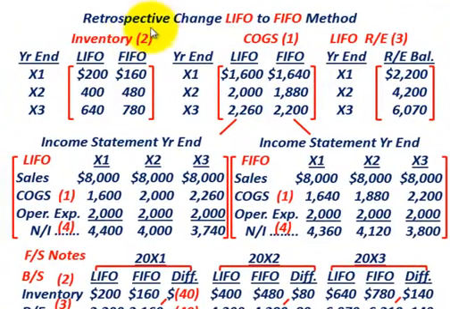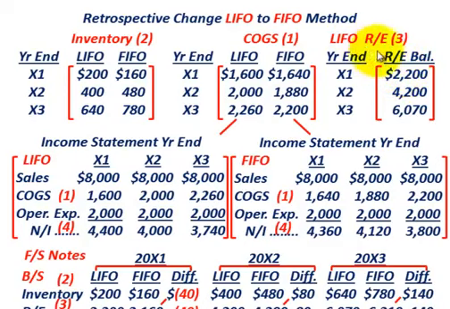Again, we're going to have a retrospective change from the LIFO inventory method to the FIFO method, and this is where we're going to make our adjustments to our financial records. This is what we're going to have to deal with. We have an inventory account, shown here for 3 years, year-end inventories, LIFO versus FIFO, and we also have our cost of goods sold for those 3 years, LIFO versus FIFO, and then we have the LIFO retained earnings for each of those 3 years. That's the retained earnings balance at the end of the year.